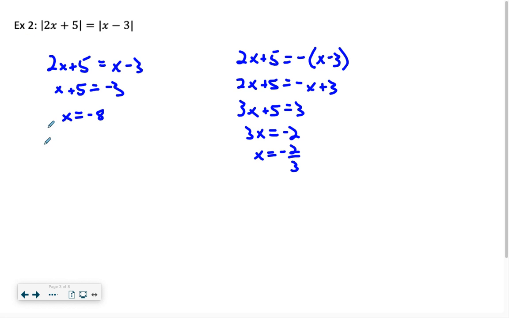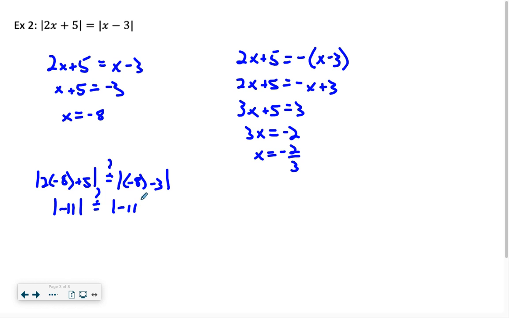Again, we need to check them. So if I plug negative 8 in, the absolute value of 2 times negative 8 plus 5 equal to the absolute value of negative 8 minus 3. We're checking to see if this works. So 2 times negative 8 is negative 16. Negative 16 plus 5 would be negative 11. And over here, negative 8 minus 3 would be negative 11. So the absolute value of negative 11 equals the absolute value of negative 11. This is an answer.